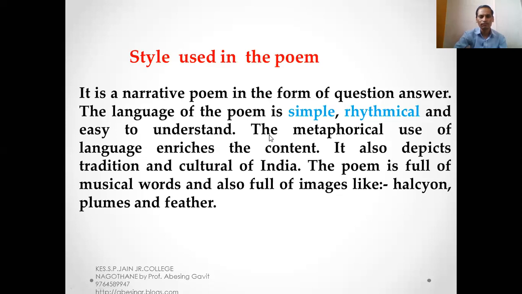The poem is full of musical words and also full of images like halcyon and plumes of feather. Halcyon bird means kingfisher. So various images are used by the poet in this poem. That is a good thing. So the style of the language is very simple, rhythmical also, and easy to understand. These are the things we have to keep in mind about the style of the poem while thinking about the appreciation of the poem.